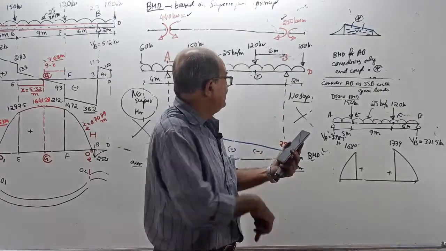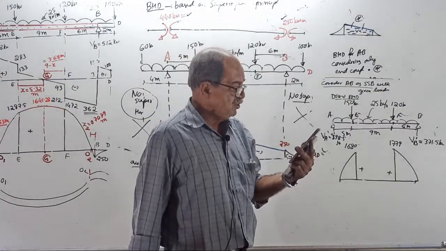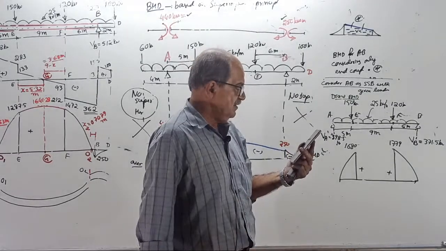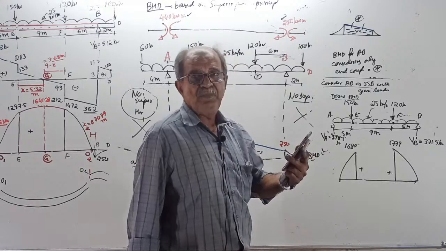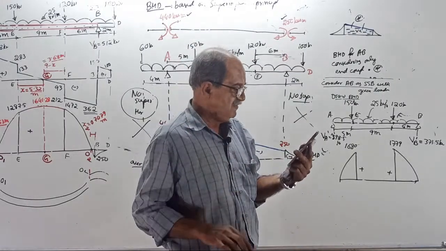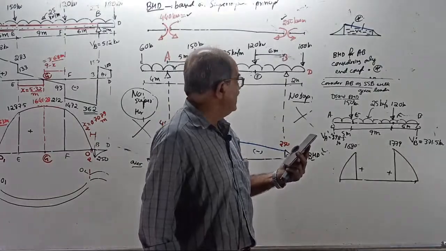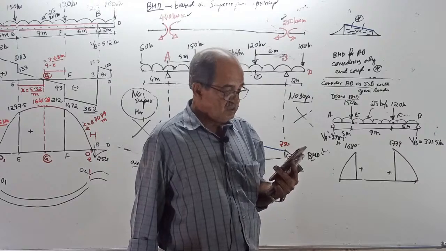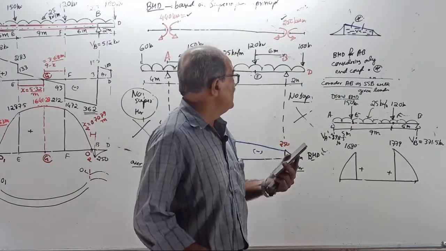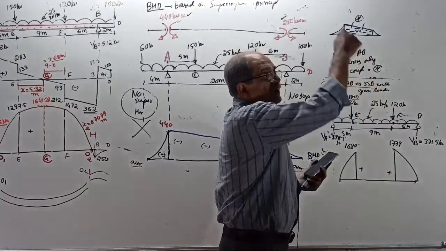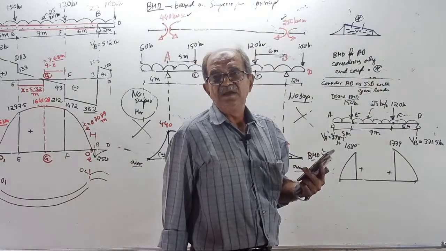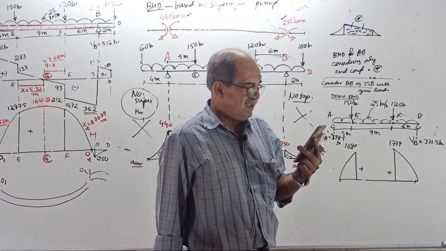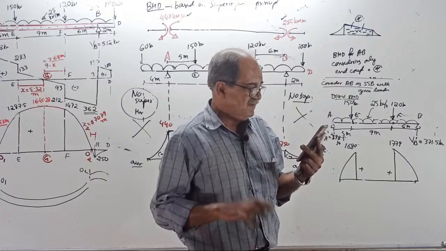398.5 minus 25 into 5 gives the shear force just to left of E. It is a judgment only. 273.5, still positive. Right side, minus 150. Minus 150. It is a judgment only.